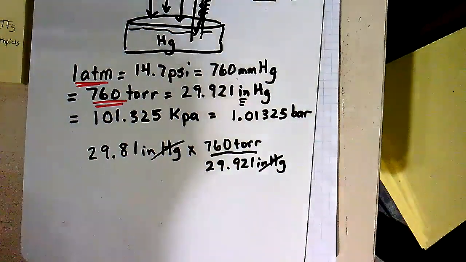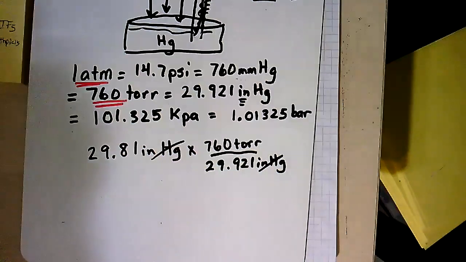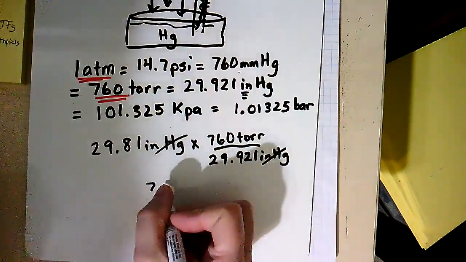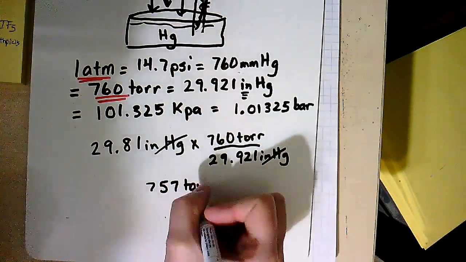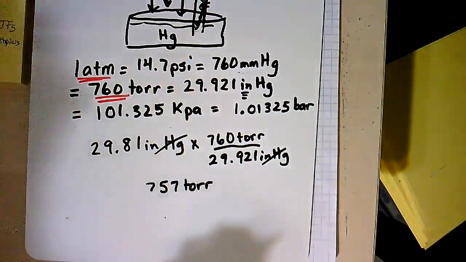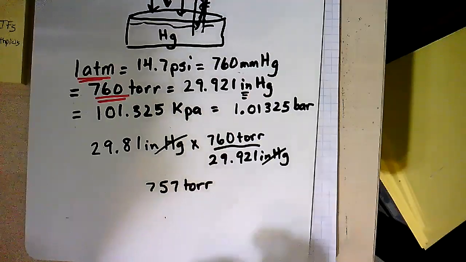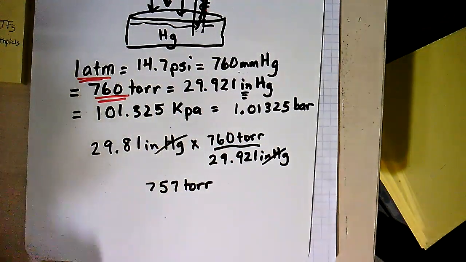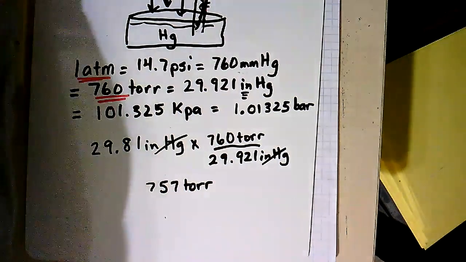So let me grab a calculator and see what that turns out to be. So 29.81 times 760, and then divide it by 29.921. And I find out that that is 757 torr. So very close to 760, slightly lower than 760. And I'm 500 feet above sea level in Chicago, so that seems like we're at about the right spot. All right, that's all for now.